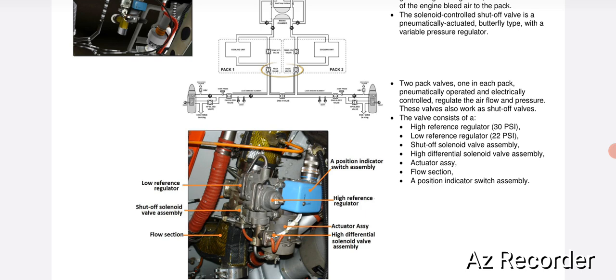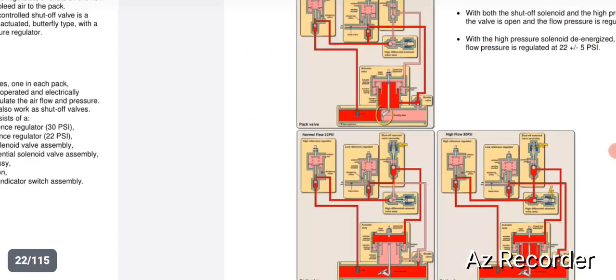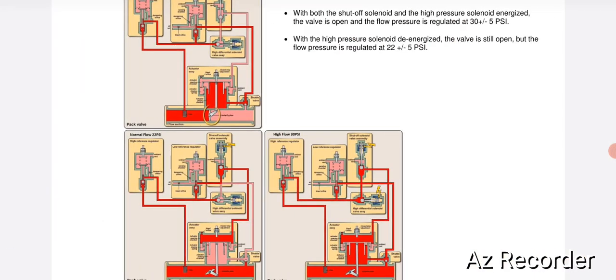With the shut-off valve de-energized, the valve is closed. With the shut-off valve and the high pressure solenoid energized, the valve is open with 30 plus or minus 5 psi. With only the shut-off valve open and the high pressure solenoid de-energized, the flow pressure is regulated at 22 plus or minus 5 psi.